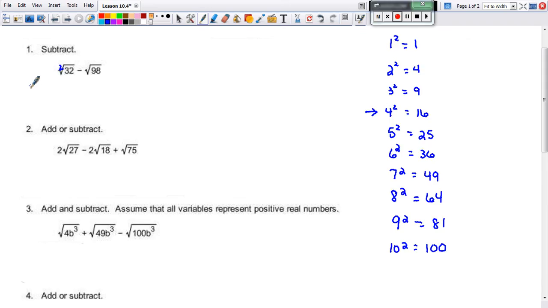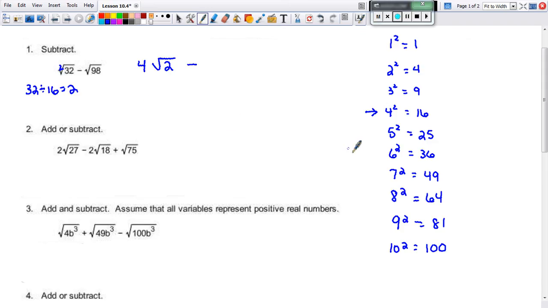So I can divide 32 by 16. 32 divided by 16 is 2. So whatever you get when you divide it goes inside the radical, and whichever one worked for you, the 4, whatever's in front of your exponent goes outside the radical. So the square root of 32 is 4 times the square root of 2. Then I have a minus sign.